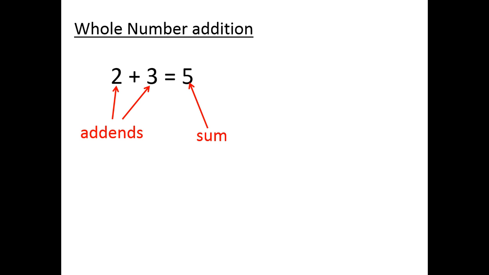So let's start with whole number addition. And think about what we call these pieces that we're adding together when we do an addition problem. The two numbers that we're adding are called add-ins. And the number that results when we add these two numbers together is called the sum. Sum is probably a familiar word to you. Add-ins might be one that you haven't heard for a while.